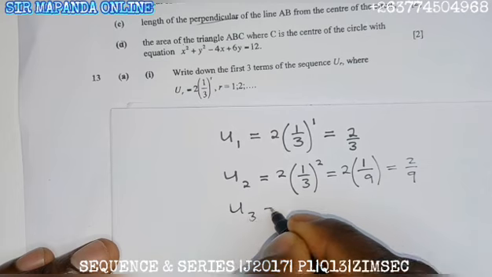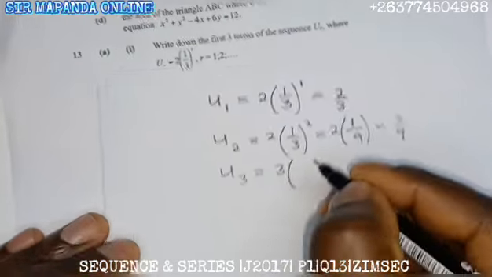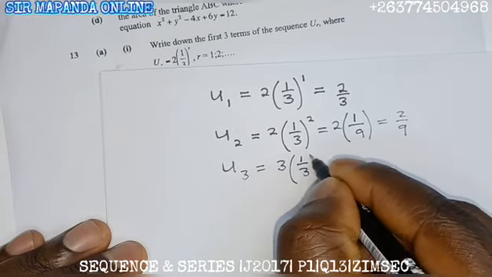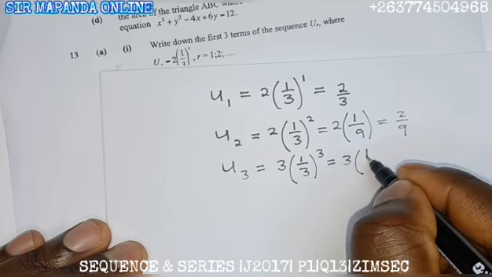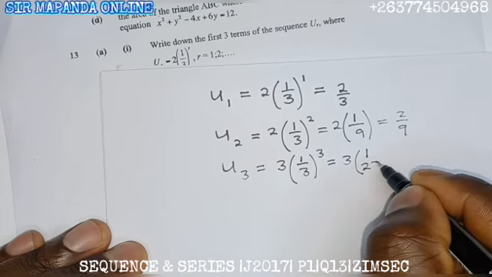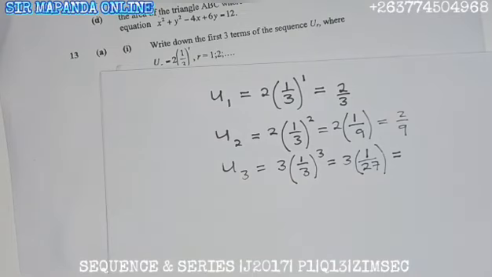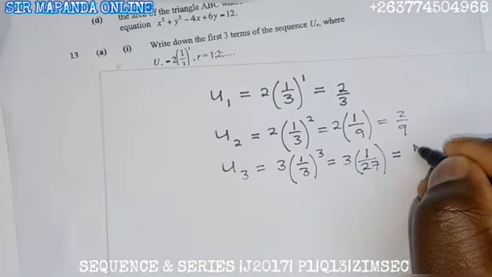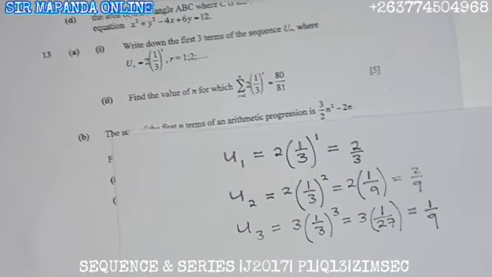We are now on U3. To find U3, you put 3 on r, right? Open bracket 1/3 to the power of 3, which is equal to 3 open bracket. 1 to the power of 3 is 1. 3 to the power of 3, you get 27. So this can be reduced again. Since 3 into 27 is 9, you get 1/9, something like this. So we have 2/3, we have 2/9, we have 1/9, something like that, right? You get yourself your marks.